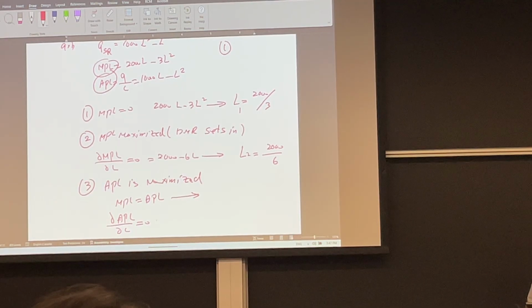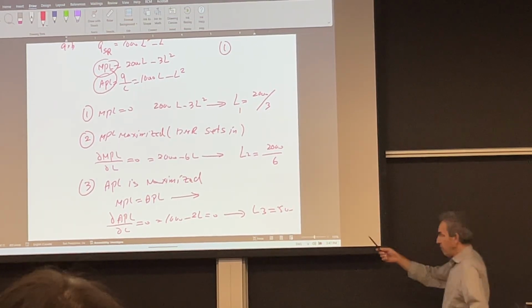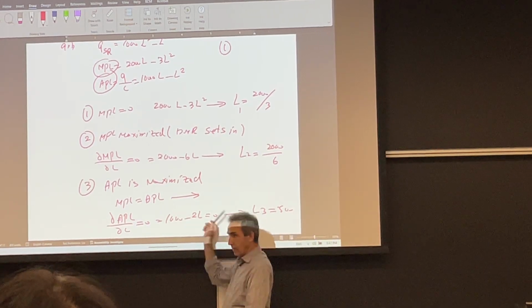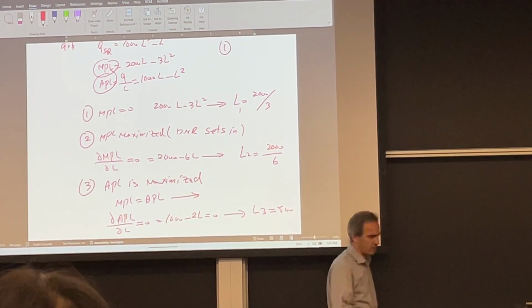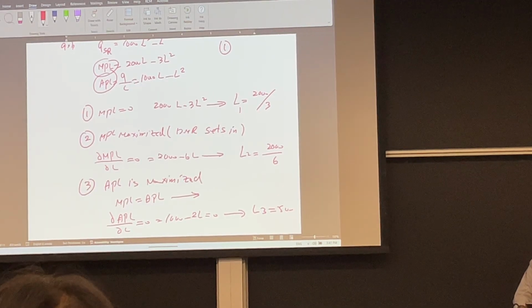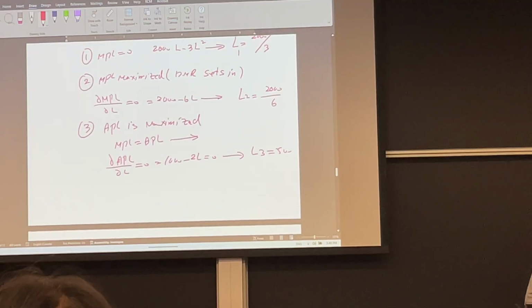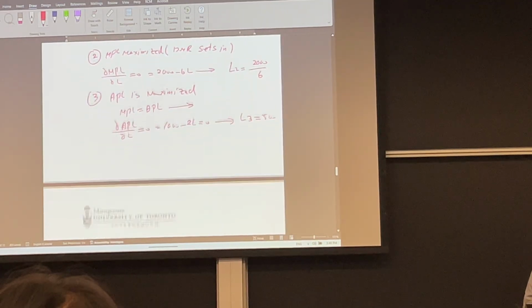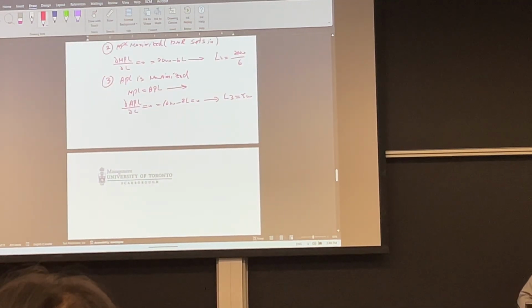By taking the derivative. Try this one, you get the same thing. Put MPL equal to APL, you get exactly the same thing. So you can do it both ways. Just maximize APL by taking the derivative, or put MPL equal to APL. You will get 500 in both cases. Alright? Okay, now we can graph the whole thing. Let me graph the whole thing. That is our production.